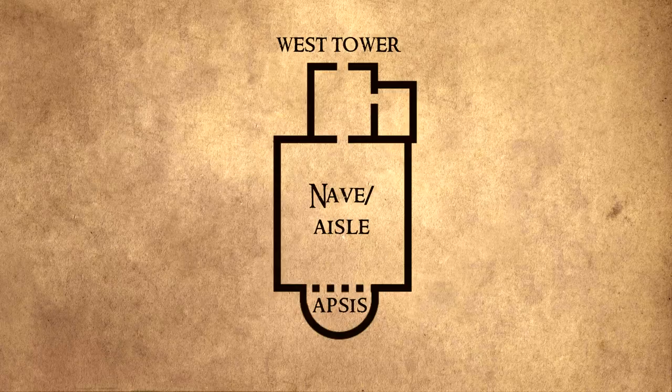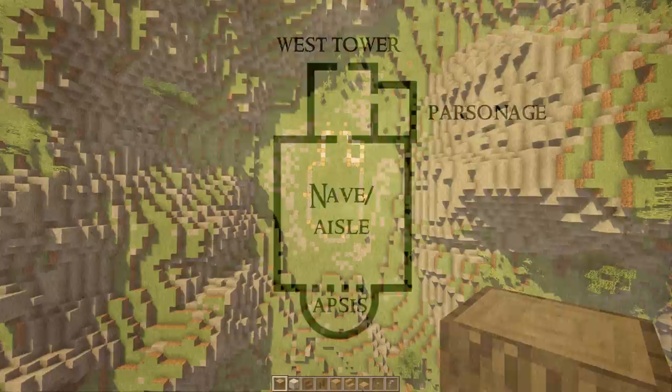Now in our case, as you can see, we only have an apsis, but I want to add something else to it, a parsonage. Not every church necessarily needs a parsonage, but oftentimes you had one. A parsonage is a humble home for the priest to live in. It was very small and very humble, and if there wasn't a parsonage, then there is a very good chance of finding a small shack or a small house in the vicinity of the church where the priest could live. And with that, we have all the elements I want to use in this tutorial, so let's get building.